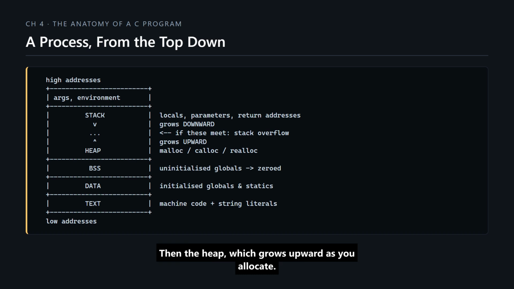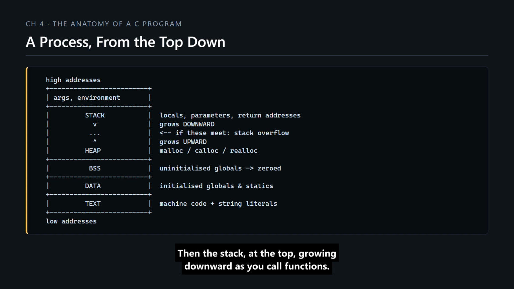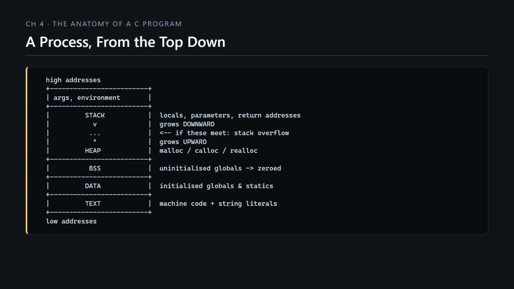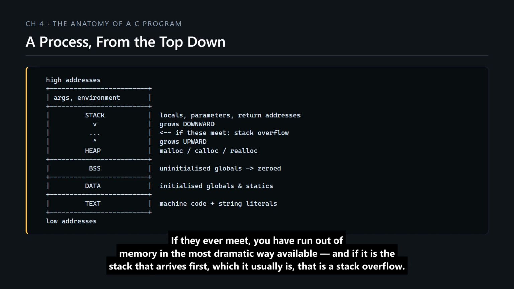Then the heap, which grows upward as you allocate. Then a large gap. Then the stack, at the top, growing downward as you call functions. And right at the very top, your command line arguments and environment variables. The gap in the middle is what the two growing regions eat into from opposite ends. If they ever meet, you have run out of memory in the most dramatic way available, and if it is the stack that arrives first, which it usually is, that is a stack overflow.